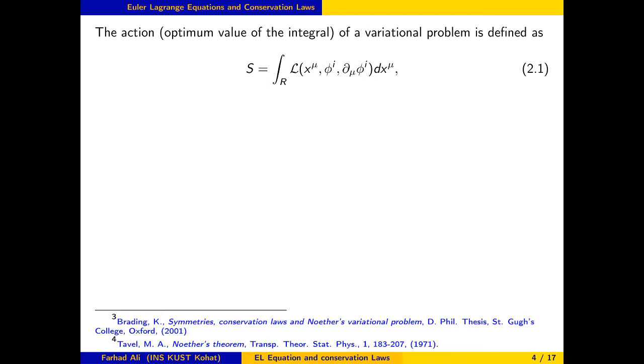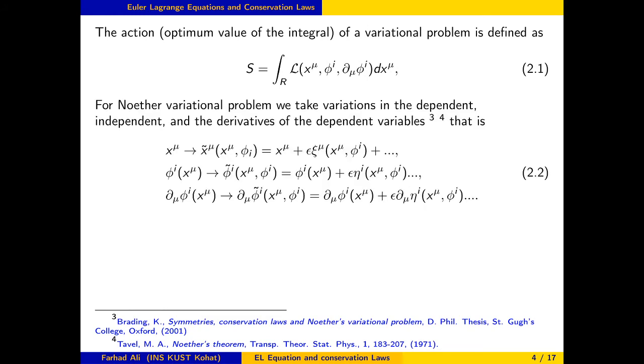The action is given in 2.1. It is a function of the dependent variable phi, the independent variable x, and the derivative of the dependent variable. Its optimal value is called the action. It is integrated over the given region, over the given space, or over the given spacetime. So we will take this action for the spacetime coordinates.